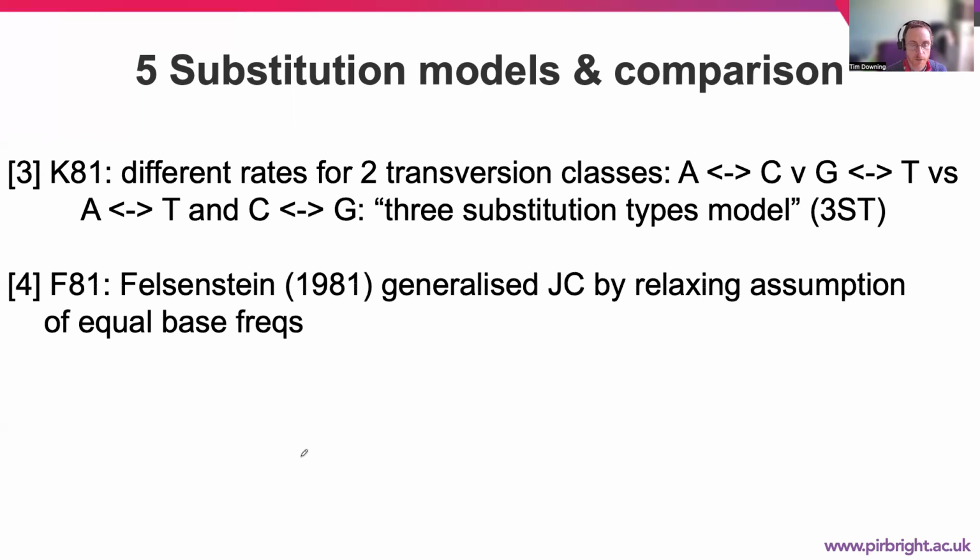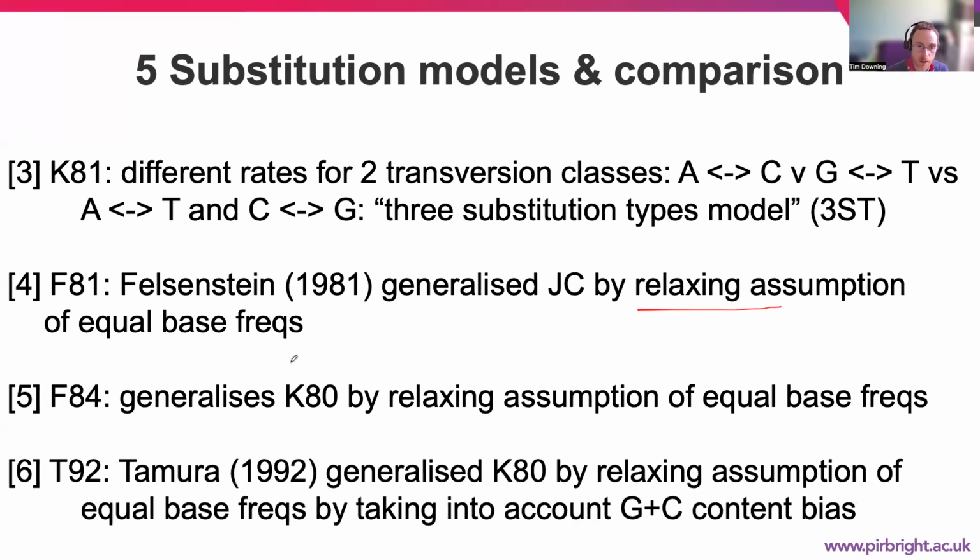We also have the Felsenstein 1981 generalized Jukes-Cantor model, which relaxes the assumption of equal base frequencies. Related to this is the K80 model, which relaxes an assumption of equal base frequencies as well. And then the T92 model is the Tamura 1992 model, which generalizes the above K80 model by relaxing the assumption of equal base frequencies by taking into account GC bias.